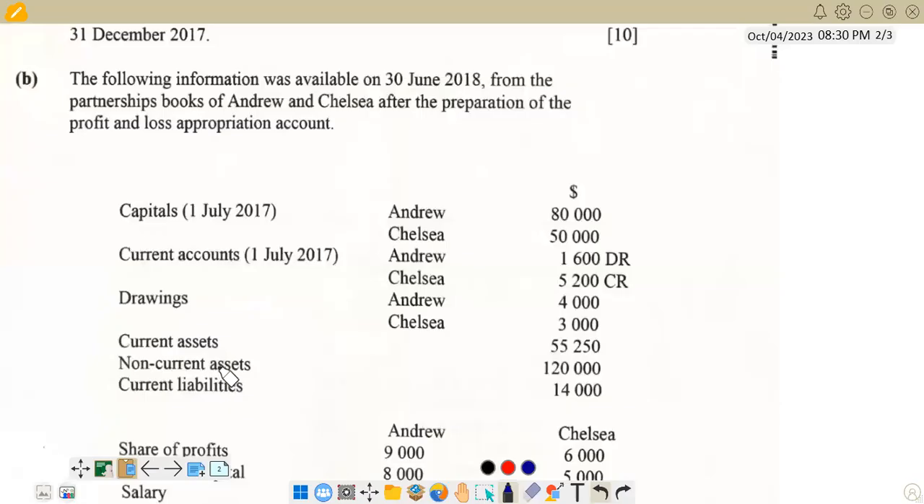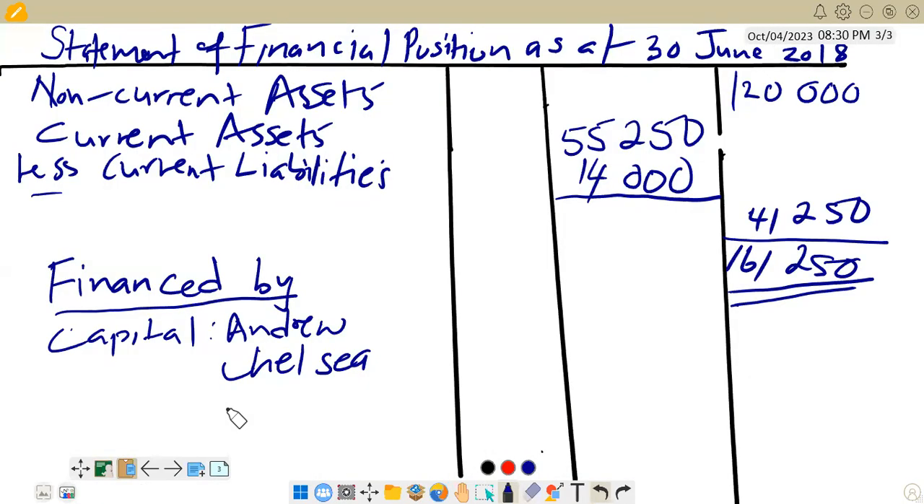Here, the capital figures are here. For Andrew we have 80,000, then for Chelsea we've got 50,000. So those are the figures that we are going to enter there: 80,000 and 50,000. We enter them in the last column, that one. So we have 80,000 here, and also we have 50,000 here. So that's the figures that we have: 80,000 for Andrew, and 50,000 for Chelsea.